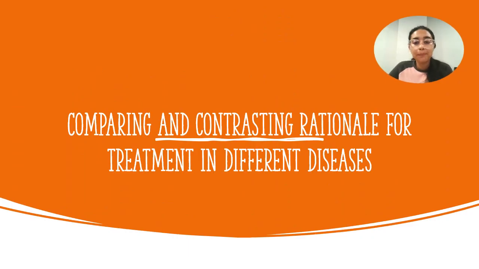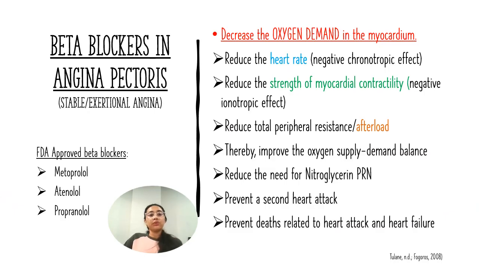So now we are going to compare and contrast the rationale for the treatment of different diseases with beta blockers, since they have a variety of uses. First of all, we'll see beta blockers in angina pectoris. The only type of angina that we use beta blockers in is the stable or exertional angina. We do not use it in unstable or Prinzmetal angina.